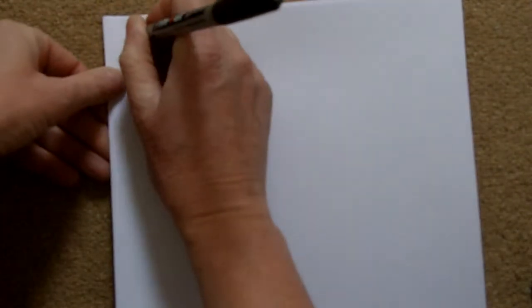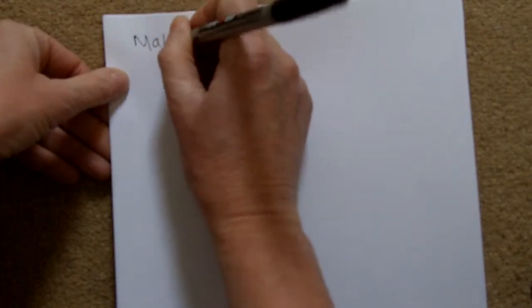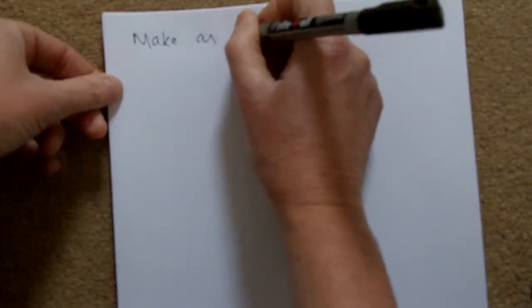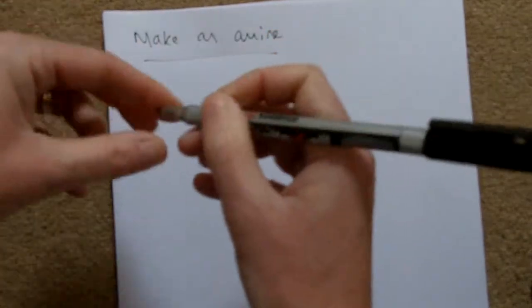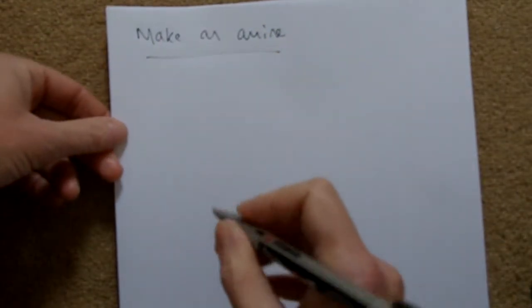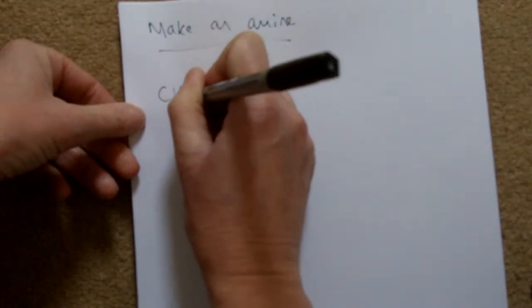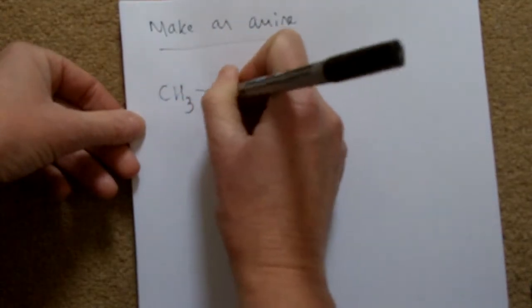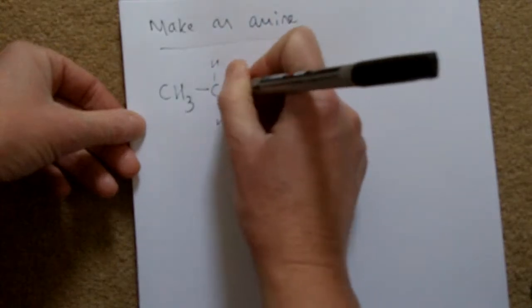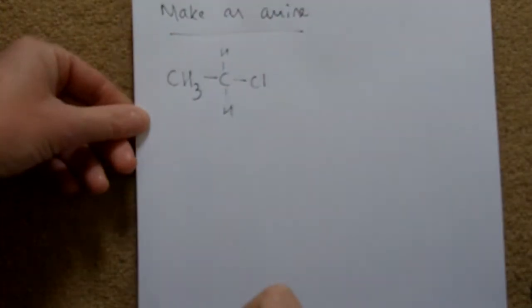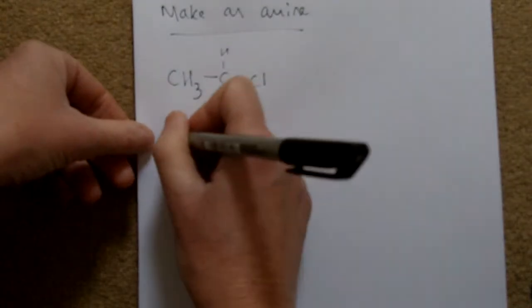The last thing for this section is how to make an amine. You have to synthesize an amine. How do you make an amine? Right, so let's start with, okay, the pen needs to run out a little bit. Now, if you take, let's just take this. I'm going to draw this out like that. Okay, so that's chloroethane.